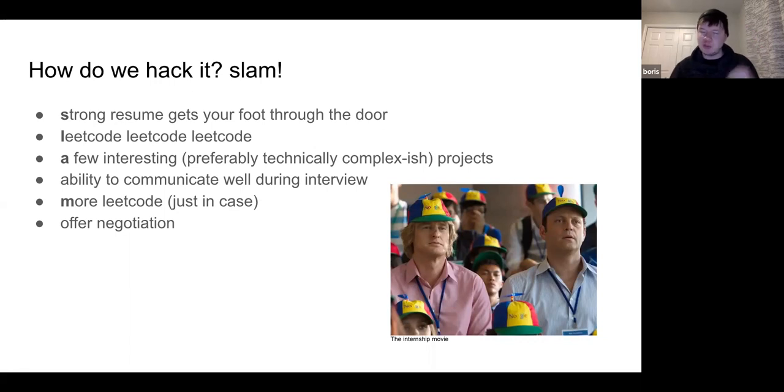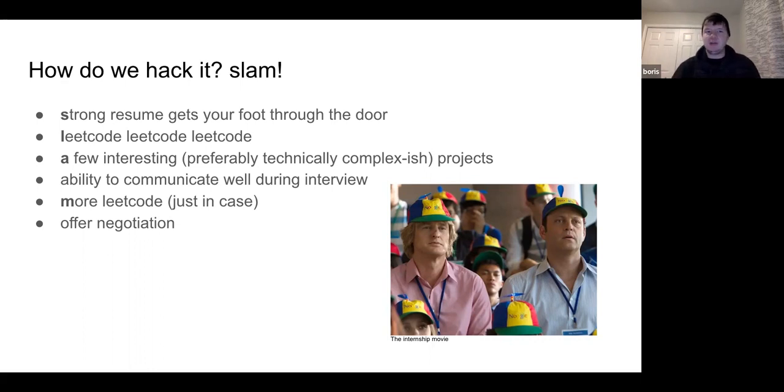Ability, like when you code, you have to be able to speak at the same time and talk about your thought process and how you approach certain problems. And so the interviewer has an insight into your head and how your brain solves problems. Dan just wrote more LeetCode, just in case you forgot that you do need LeetCode. All this stuff is also important, but LeetCode is the most important.